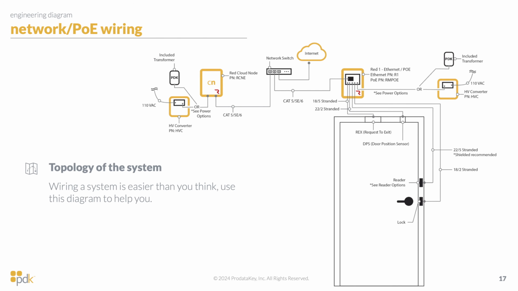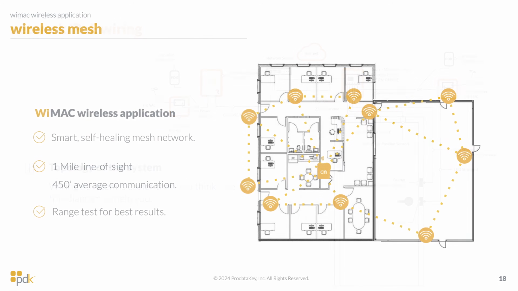Then we have our controller, which is connected to all of the door's hardware, which includes the REX, the DPS, the reader, and the lock. Again, each port on a controller has one reader input, one A input for DPS, one B input for REX, and one relay for the locking mechanism itself.